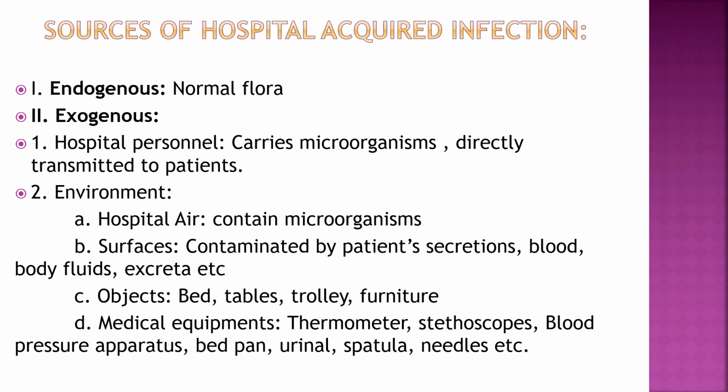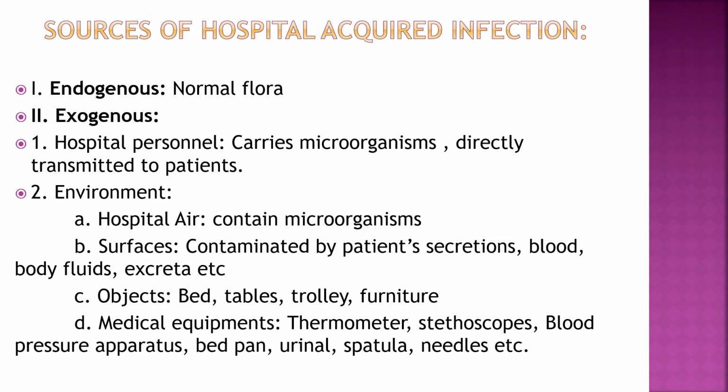Then we'll see sources of hospital acquired infection. There are mainly two sources, endogenous and exogenous. Endogenous means from inside the body. That is normal flora which becomes pathogenic and then gives rise to infection. The second source is exogenous, that is, present outside. First in that is hospital personnel. They carry microorganisms and directly transmit them to patients.